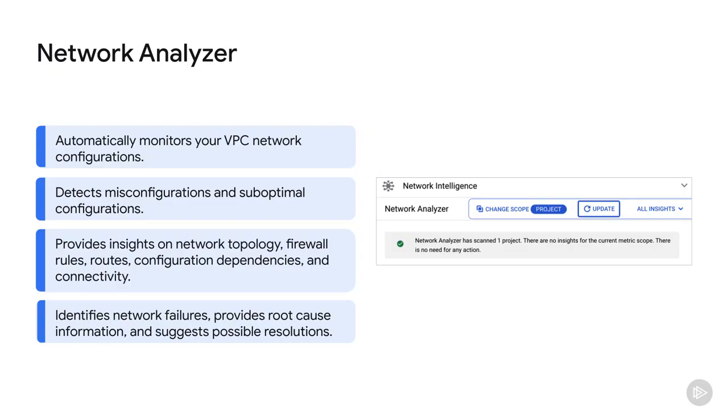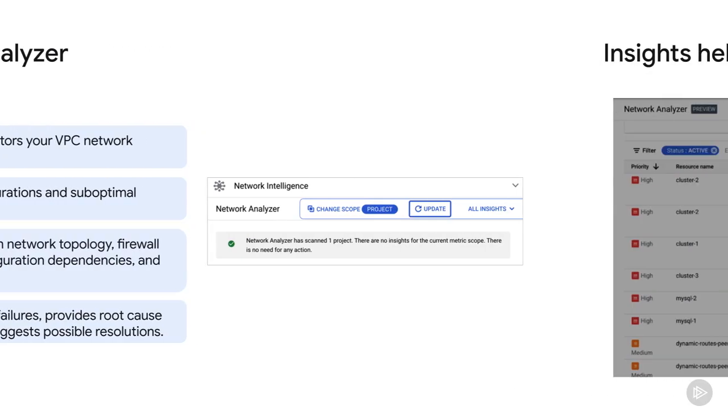Network Analyzer runs continuously and triggers relevant analysis based on near real-time configuration updates in your network. If a network failure is detected, it tries to correlate the failure with recent configuration changes to identify root causes. Wherever possible, it provides recommendations to suggest details on how to fix the issues.